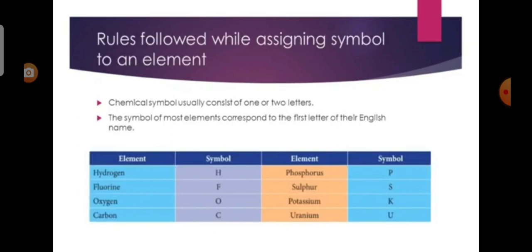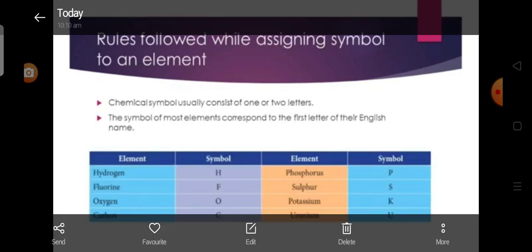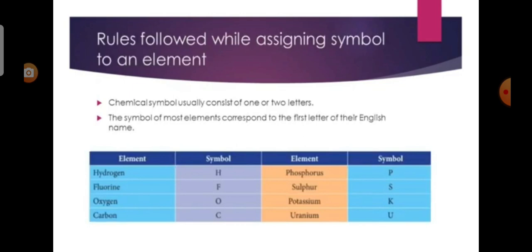Now we see about the rules followed while assigning symbols to an element. Chemical symbols usually consist of one or two letters. The symbols of most elements correspond to the first letter of the English name. For example, the symbol for oxygen is O, hydrogen is H, fluorine F, carbon C, phosphorus P, sulfur S, potassium K, because the Latin name of potassium is Kalium, so potassium has the symbol K.